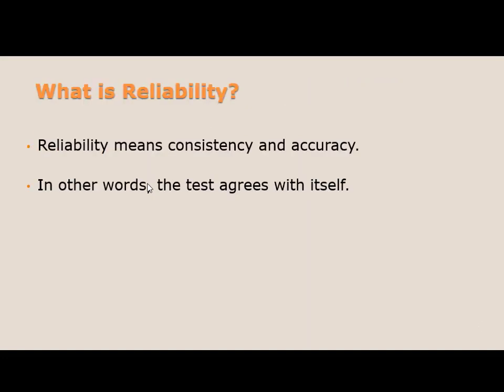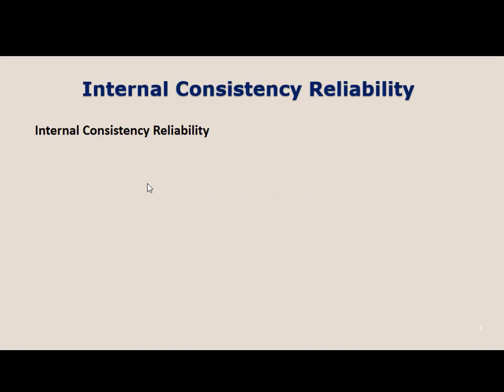There are several ways to check the reliability of any questionnaire or test. Right now we will only focus on internal consistency reliability. There are other types of reliability, like test-retest and parallel form reliability, but here we will only discuss internal consistency reliability. Internal consistency, as the name shows, concerns items. When I say items, I mean the questions in the questionnaire.